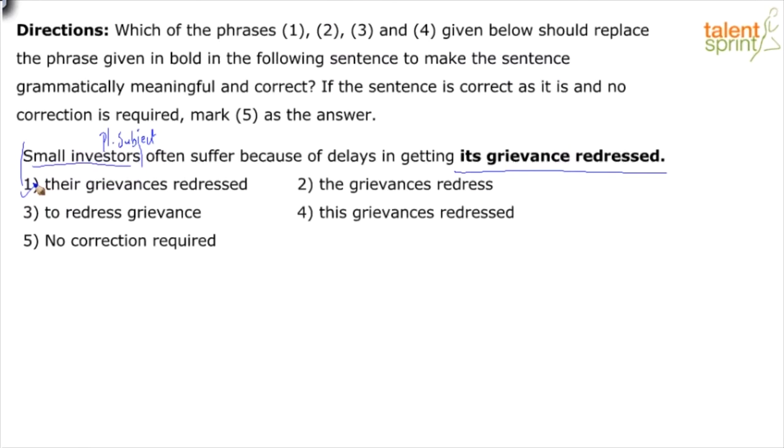Let's quickly address why it is not option 2. Small investors often suffer because of delays in getting the grievance, and then "redress" again is not in the right form, right? I need verb 3, which means I need "ed". So that's why it's not option 2. So grievance means something that you're obviously not too happy about, and you need to vent out. It's more of a complaint, right?